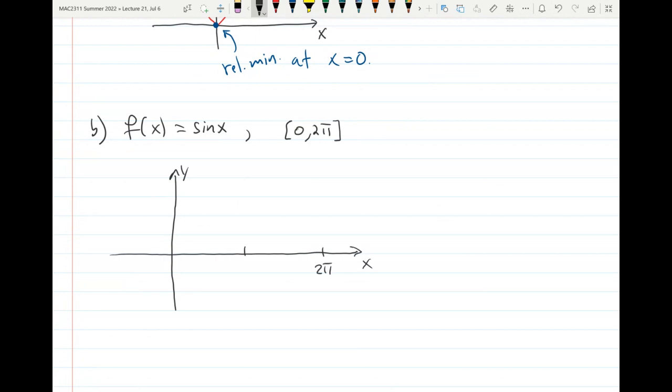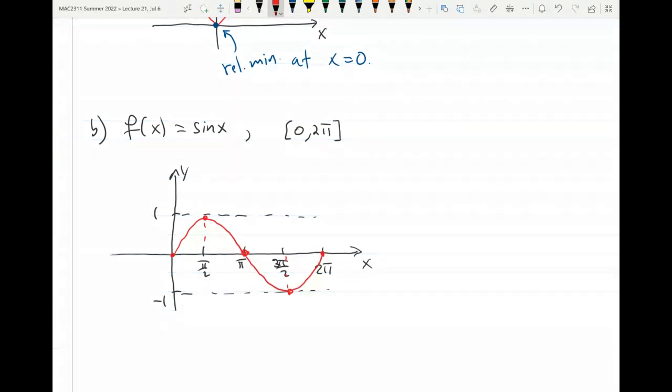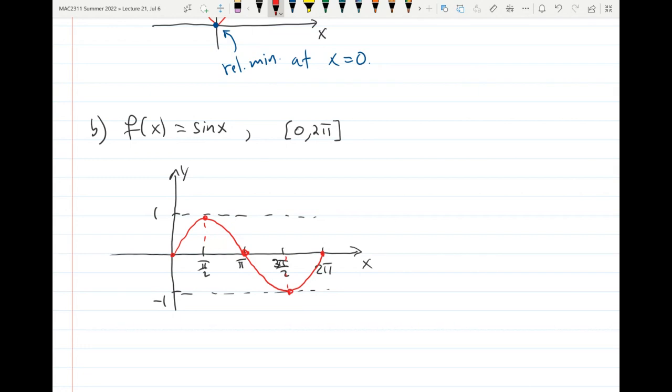So here is 2 pi, split in 4. It's pi over 2, pi, 3 pi over 2, and then from -1 to 1. And so it's center, up, middle, down, center. Okay, so this is a sine function on the interval from 0 to 2 pi.